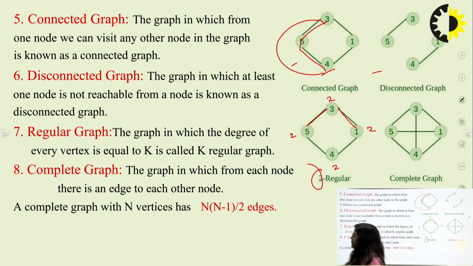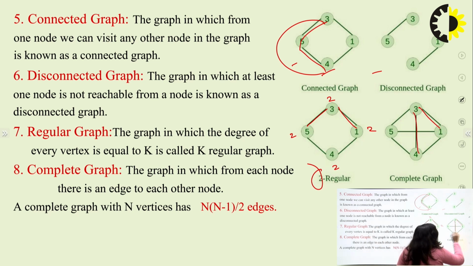A complete graph is a graph in which each node has an edge connected to every other node. If you look at a regular graph, there is no connection between 3 and 4, but in the next complete graph there is a direct connection between each pair. If you want to go from 3 to 1, you can move directly from 3 to 1.